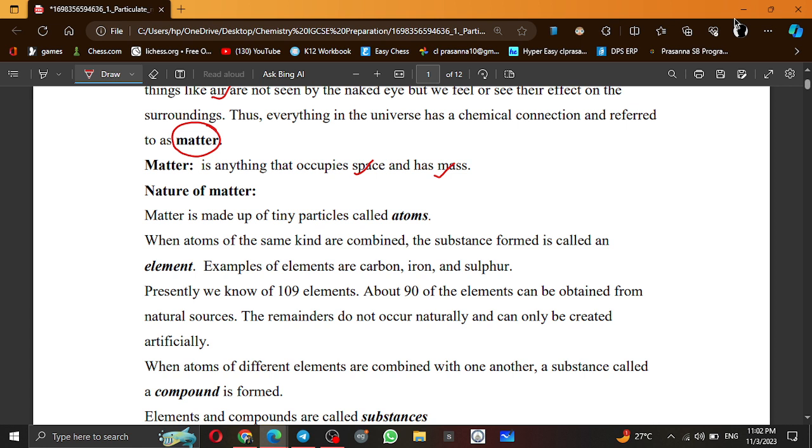Nature of matter. Matter is made up of tiny particles called atoms. When atoms of the same kind are combined, the substance formed is called an element. Alright, let me give you an example. Let's say we have atom A, atom A, atom A. These are similar atoms, and when they are combined together, they form element A.